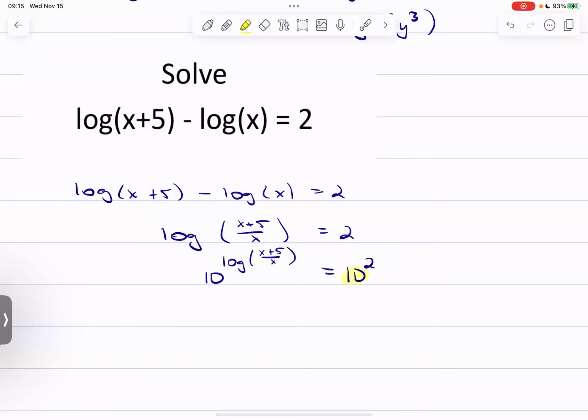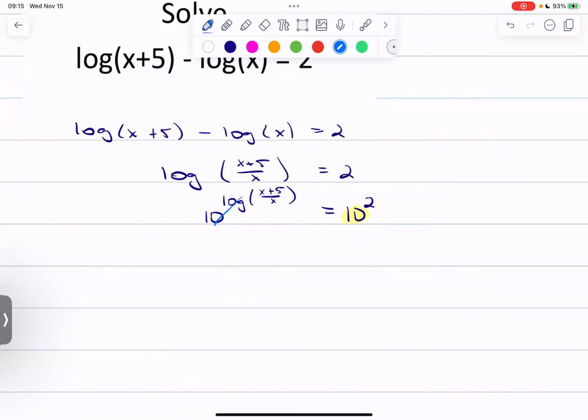You don't want to forget this, because if you forget it, it makes a real mess. You have to do it to both sides. But now, this cancels. That was the point of raising everything to the power of 10. So now what I'm left with here is x plus 5 over x is equal to 10 to the power of 2. I don't need those brackets anymore, but I'm just using them to emphasize that they're just one thing that drops down.